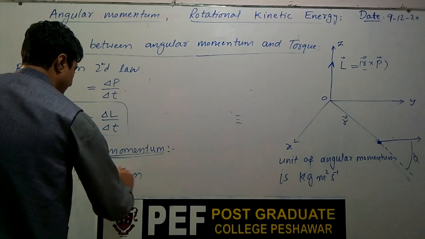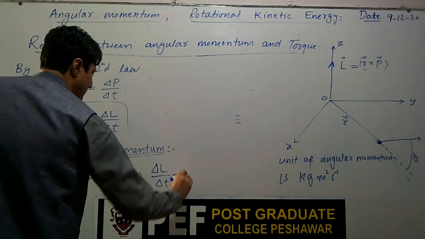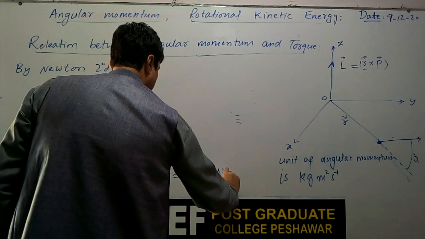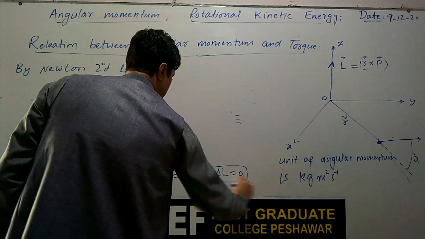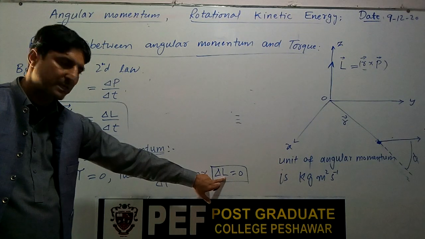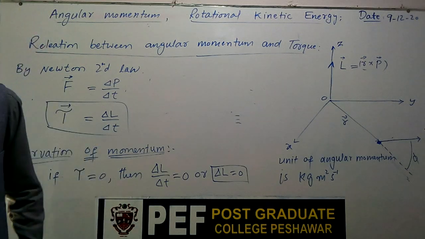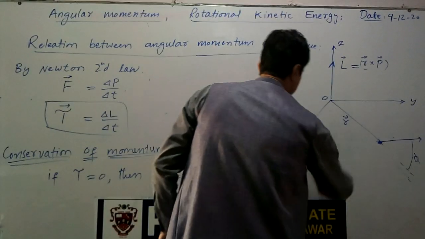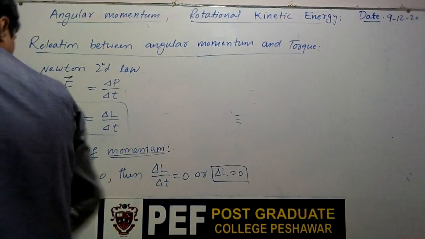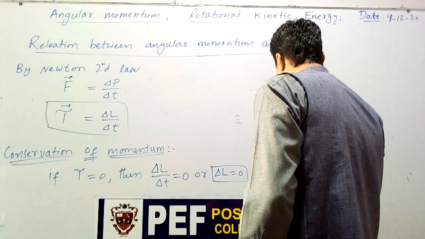Then delta L divided by delta T will be equal to 0, or we can say that delta L equals 0. When there is no change in angular momentum, delta L equals 0, this means that L will be equal to constant. So, if delta L is equal to 0, this means that L equals constant.